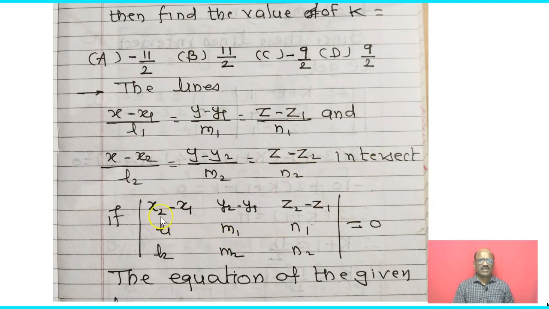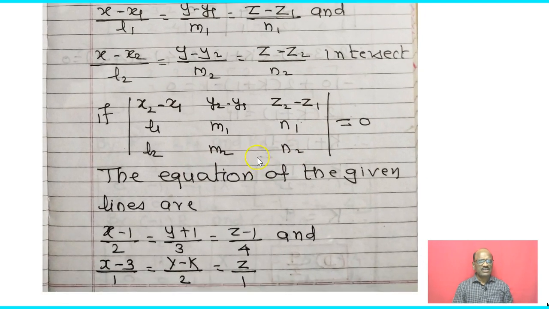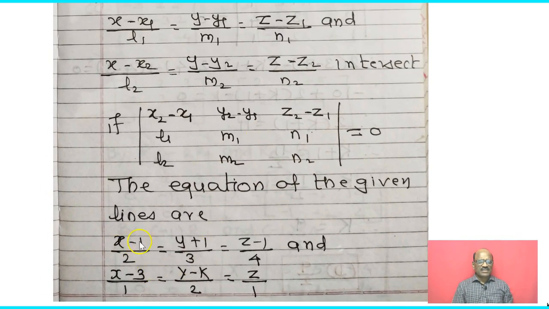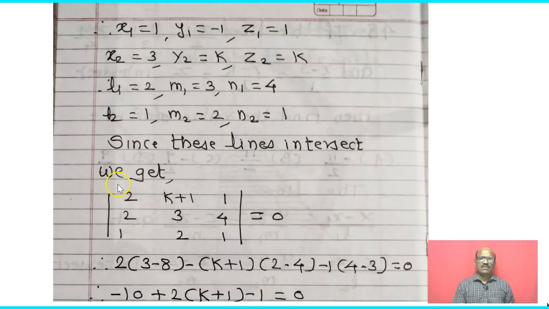If they intersect, then you will have the determinant with rows x2 minus x1, y2 minus y1, z2 minus z1, then L1, M1, N1, and L2, M2, N2, equal to 0. The given equations are (x minus 1)/2, (y plus 1)/3, (z minus 1)/4, and (x minus 3)/1, (y minus k)/2, z/1. Here we have the values x1 is 1, y1 is minus 1, z1 is 1. x2 is 3, y2 is k, and z2 is 0.